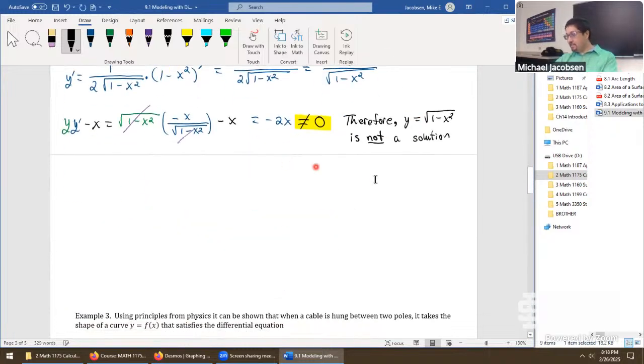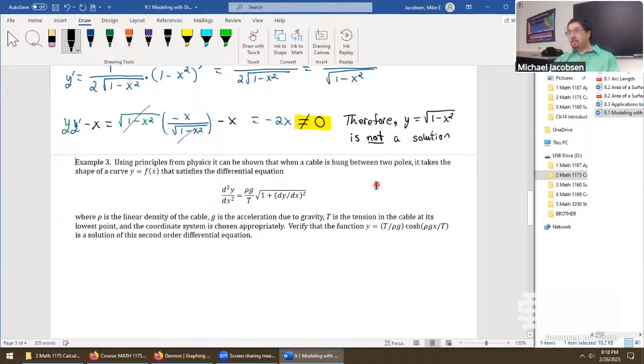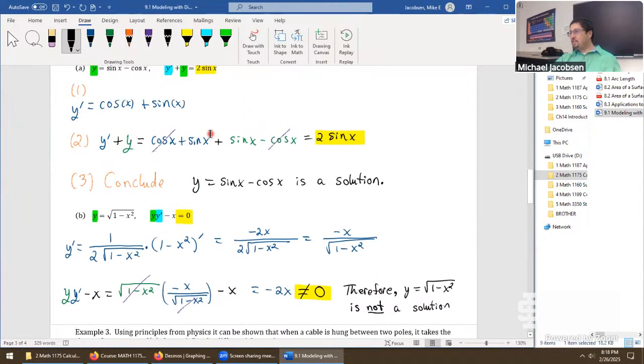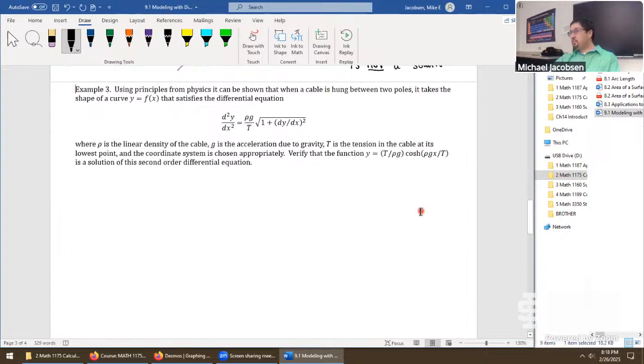Next thing we'll do is same thing as we did before, but verifying if you have a solution just feels like a strange mathematical oddity unless you could attach context to it. So here's one with context. Same instructions as before, but this time we're talking about hanging a cable between two poles. This is a famous problem that involves hyperbolic functions.